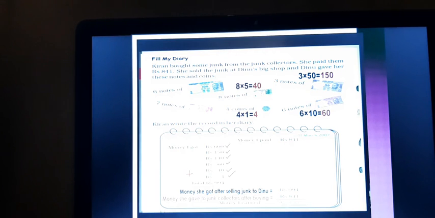Money she gave to junk collectors after buying is ₹841. So you have to subtract that. If you do that, 4 minus 1 is 3, 9 minus 4 is 5, 9 minus 8 is 1. So 153. Money she earned back is 153. She has to get that. See, she got that much amount.